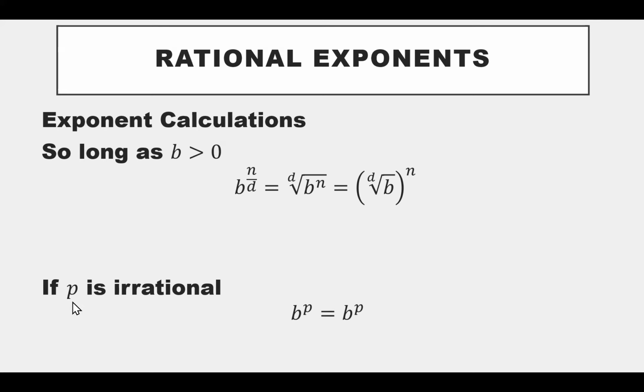By the way, if the power is irrational, then there's no nice way to rewrite it. We can still calculate the number if the base is positive, but if the base is negative, there's really no way to calculate it if my power is irrational. So I just have to do that operation.